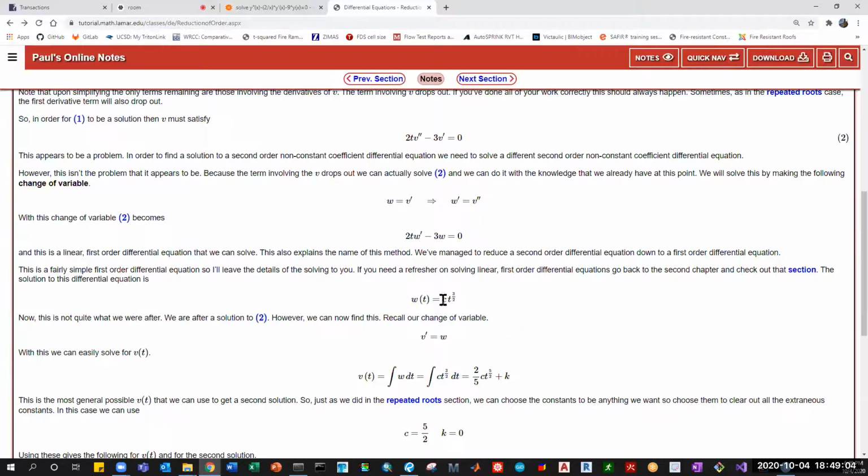Exactly, yeah. And then that's why they have this guy. And then you do the exact same steps: w prime minus 3 over 2t times w equals 0. The p(t) is minus 3 over 2t, right? You integrate that guy, right? I'll show you the steps once I'm writing. You integrate that guy. After you integrate it, you're gonna get this w(t) after you pre-multiply, with a constant, obviously.